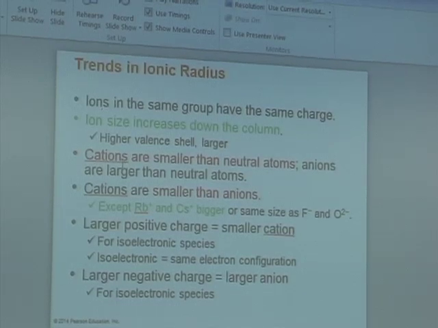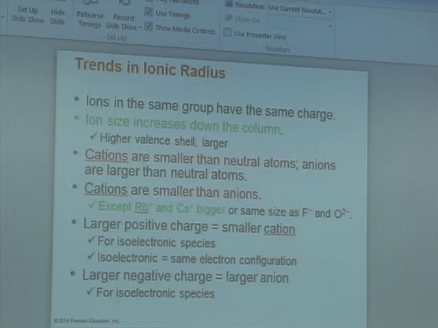So you almost have to visualize covalent bonding, ionic bonding, right? And later on we'll go to metallic bonding also. But cations are smaller than neutral atoms. Cations are also smaller than anions. But of course there are exceptions to the rule, right? You have rubidium and cesium plus is bigger, or you have fluoride and oxide have similar sizes.